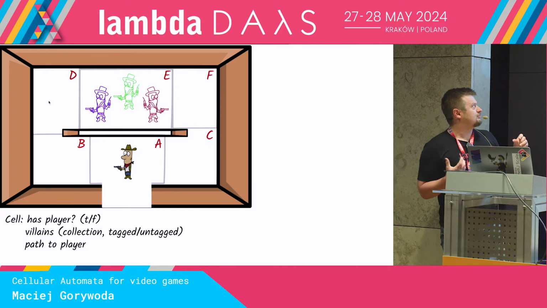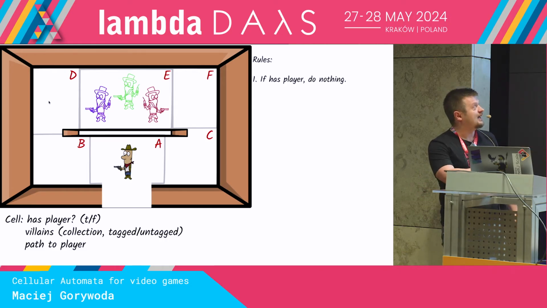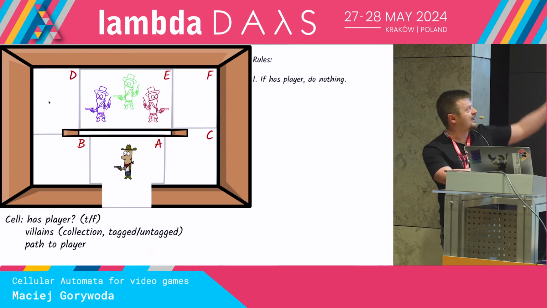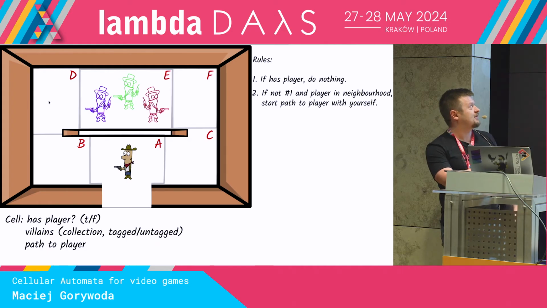The given cell can also have a path that the villain can use to go from the place it is to the player. And the rules go like that. If we have a player, then we do nothing. So for cell A, we compute what's going on, and we say, okay, we have a player, that's it, we don't do anything. Another thing is that we have some cells that are next to the cells that have players. So they have the player in the neighborhood, and these are the cells that are good to shoot at the player from.